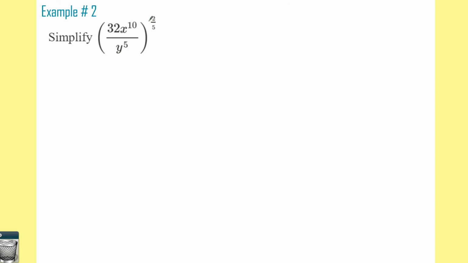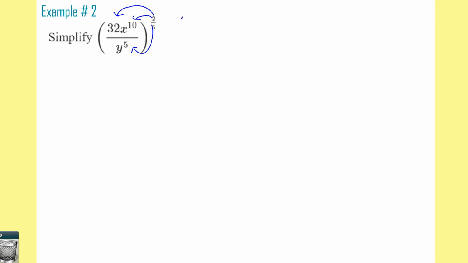Alright, so here I can't really combine anything inside my parentheses, so why don't we distribute my exponent? Now the reason I can do this is because these are all a series of multiplication or division, right? Division is just the opposite of multiplying. So we can distribute here. If there was any adding or subtracting in here, we could not do this.